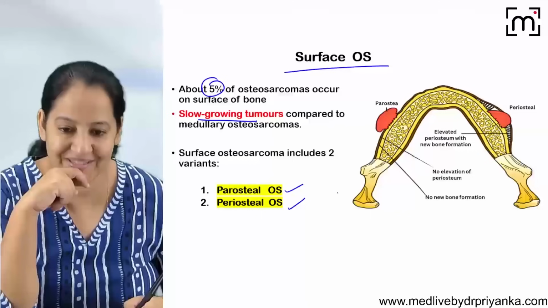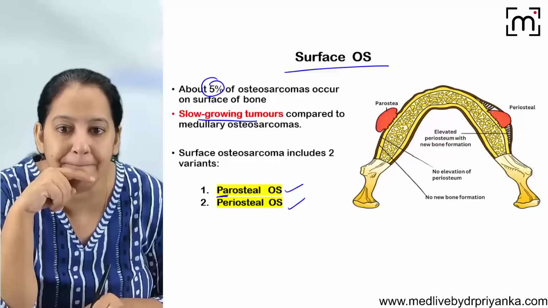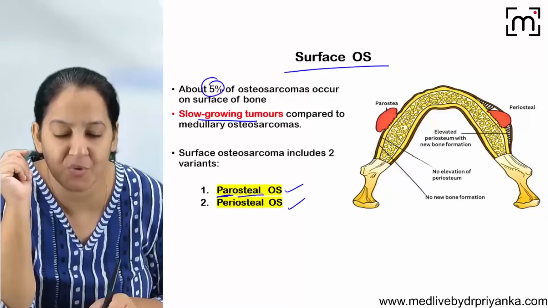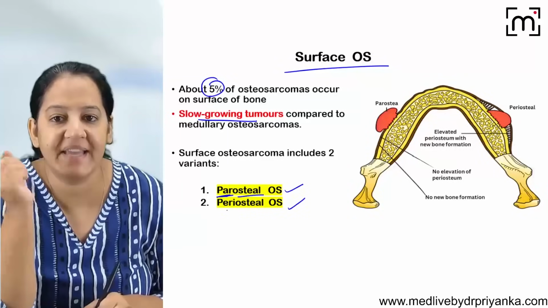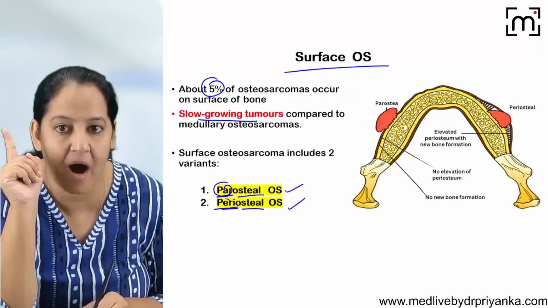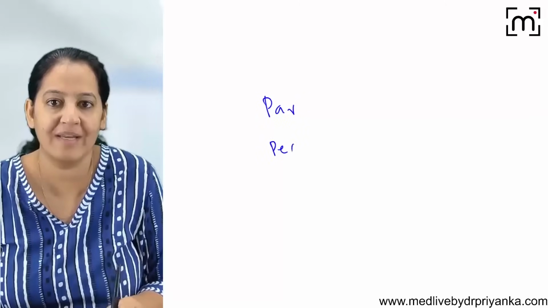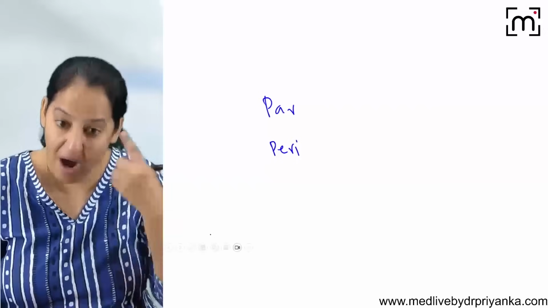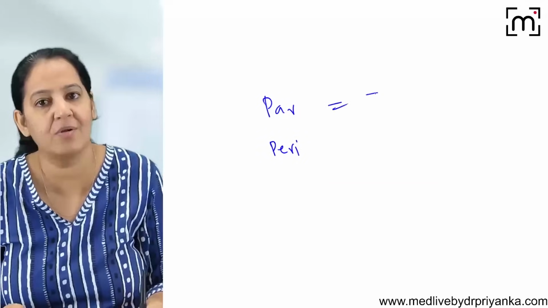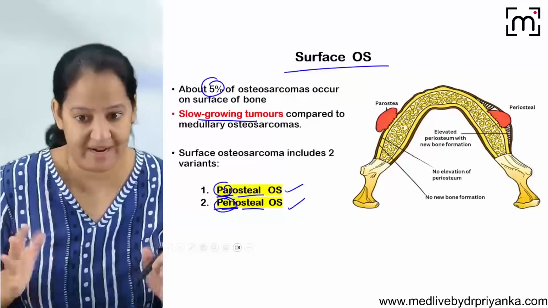See the diagram. Can you see the diagram? One is par. See the spelling. Par-osteal, also known as juxtacortical. And second is periosteal. So there is a difference in par or peri. One is parosteal, one is periosteal. The parosteal is also known as juxtacortical. Now see the difference between them, you will understand.